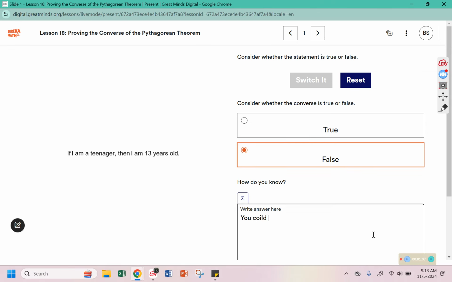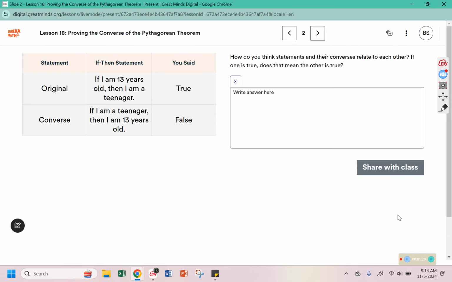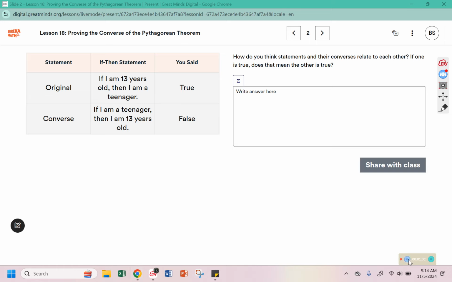And this is because you could be 13, 14, 15, 16, 17, 18, or 19 and still be considered a teenager. The original statement said, if I am 13 years old, then I am a teenager, which is true. But the converse says, if I am a teenager, then I am 13 years old, which could be false.